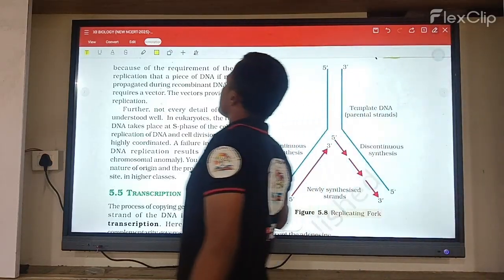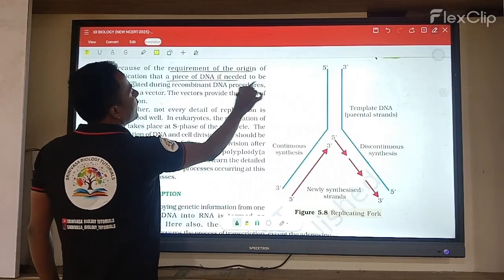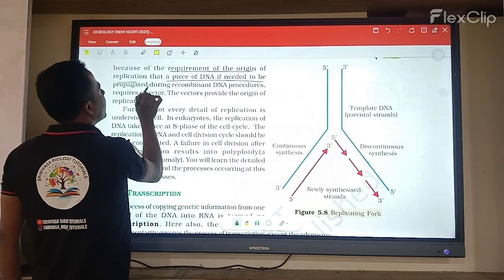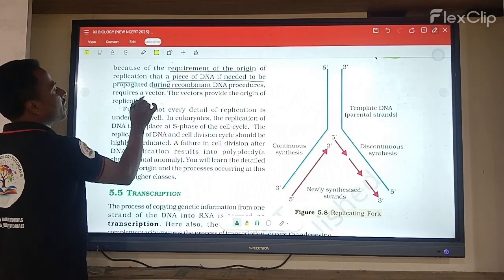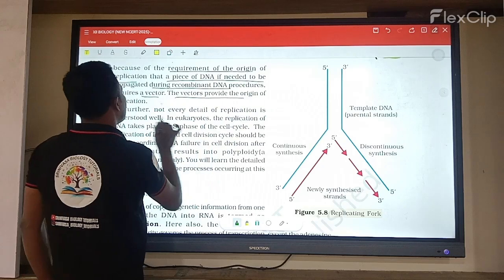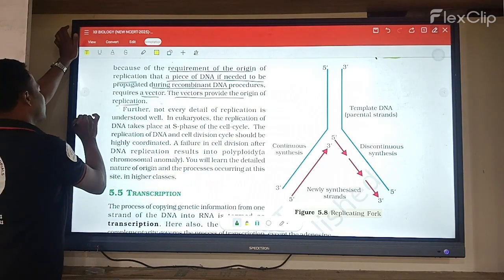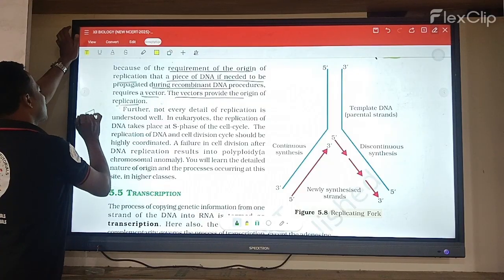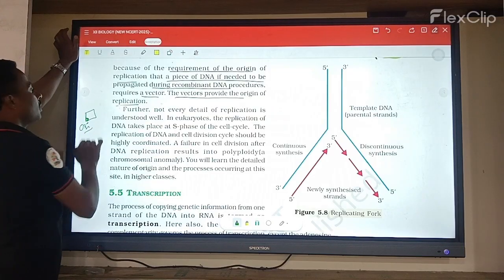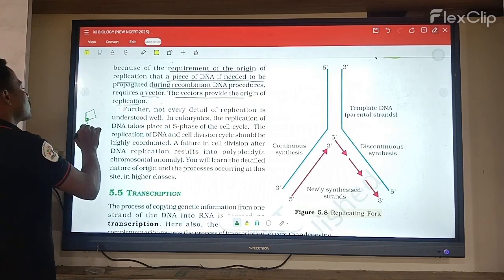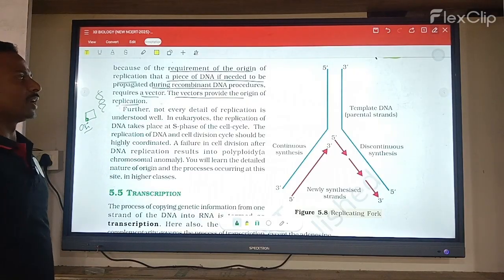Because of this requirement of a region for replication, a piece of DNA needs to be propagated during the recombinant DNA process. So a vector is required, and the vector provides the region of replication. In any vector there is a specific location, the ORI site, from which replication starts and the number of strands gets produced.